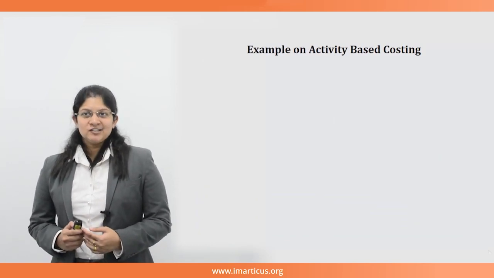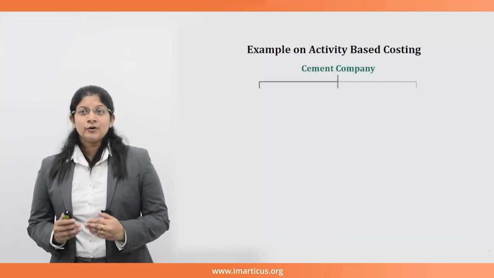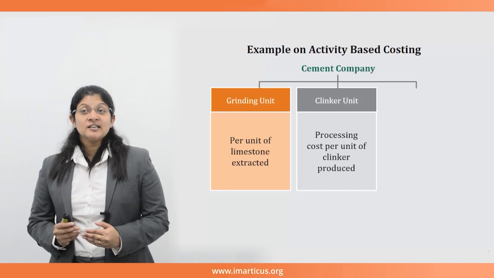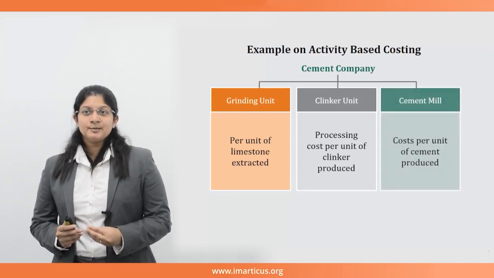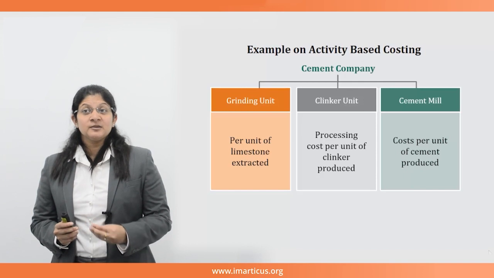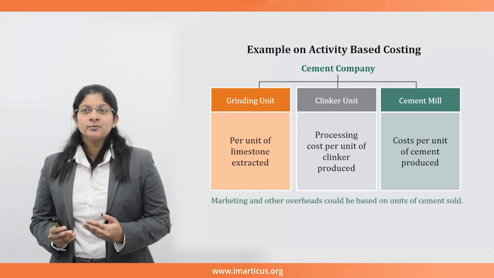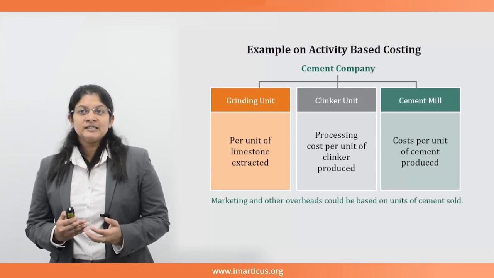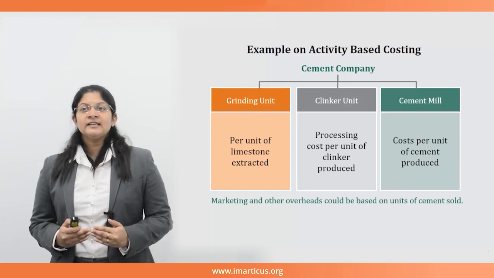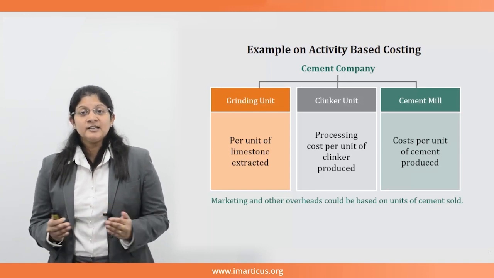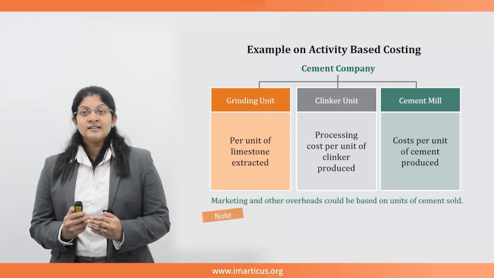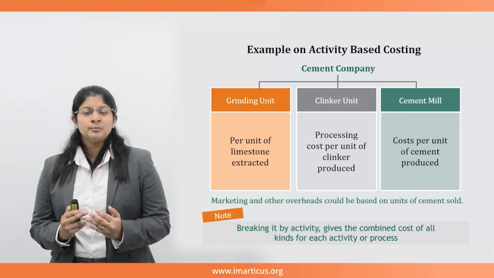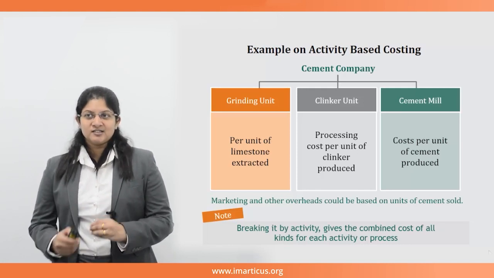So let's get into further details of our example. In the grinding unit, costs would be per unit of limestone extracted. For the clinker unit, it would be based on processing cost per unit of clinker produced, and in the cement mill, it would be based on costs per unit of cement produced. Thereafter, marketing and other overheads or selling costs could be based on units of cement sold. Since fuel, labor, etc. would be used at each stage, breaking down the costs by these heads would give the combined fuel cost for all processes, whereas breaking it by activity gives the combined cost of all kinds, fuel, labor, production overheads, for each activity or process.